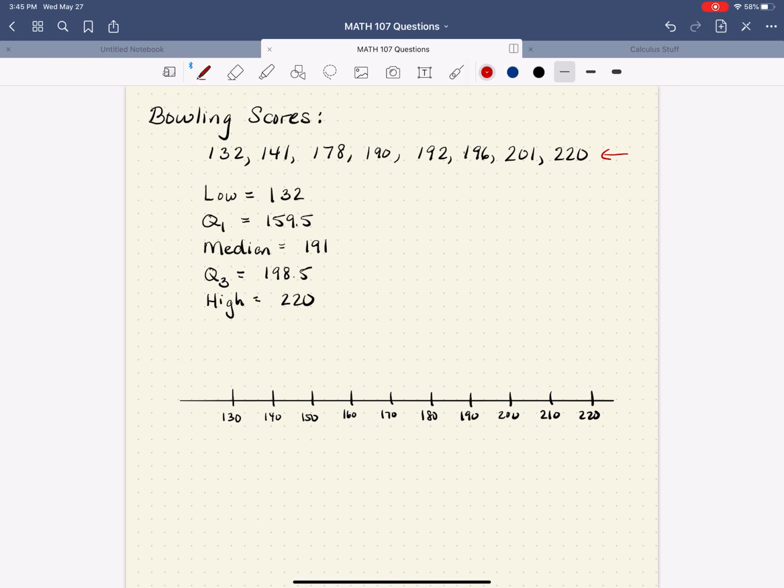And we have already calculated that the low is 132, Q1 is 159.5. So just to review how we got Q1, Q1 is essentially the median of the lower half of the data, which means the first 4 values. And 159.5 being the median of the first 4 values means it's the average of those two. And median is 191, halfway between 190 and 192. And Q3 is the median of the upper half, which would mean the number that's right in the middle of those two. And then the high is 220.